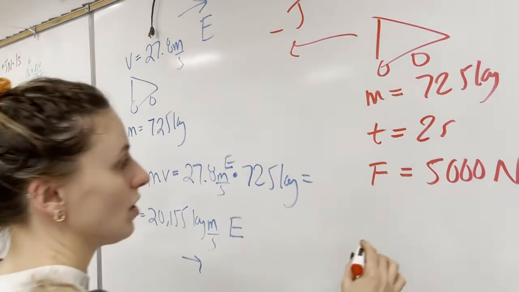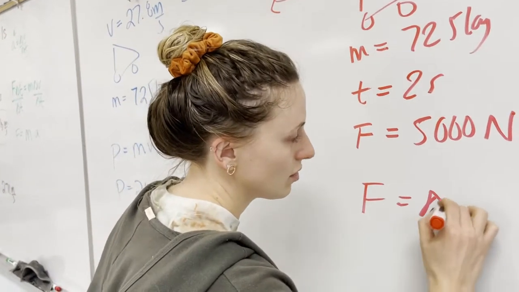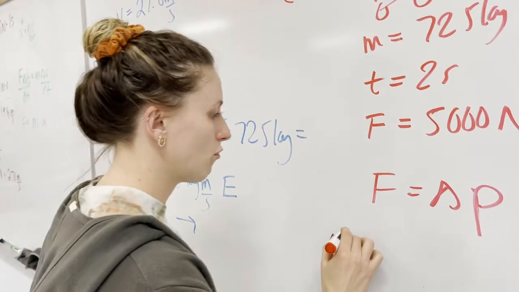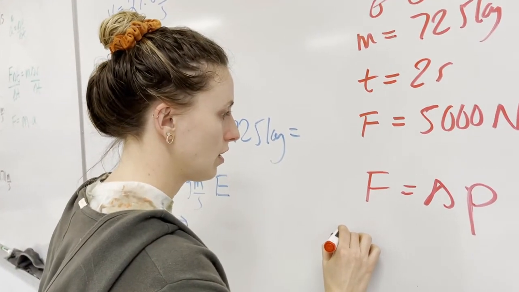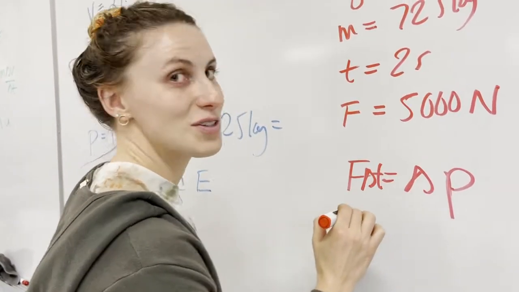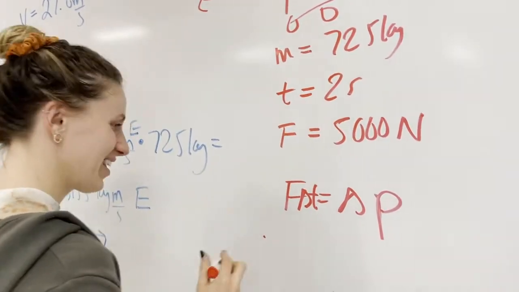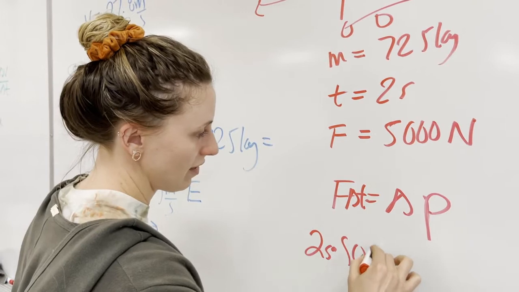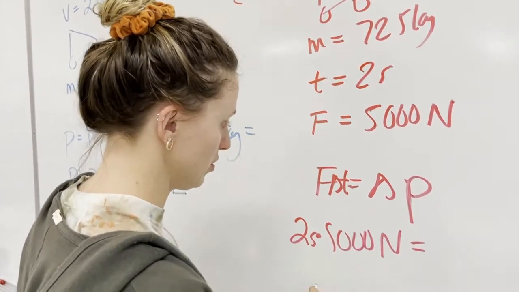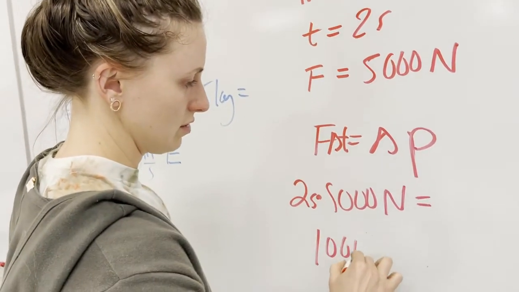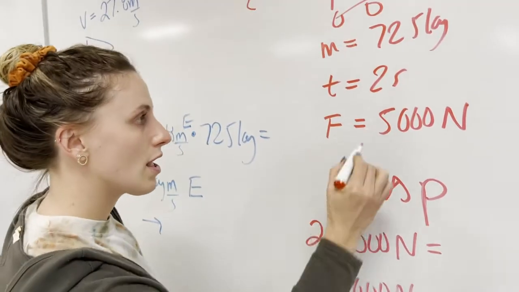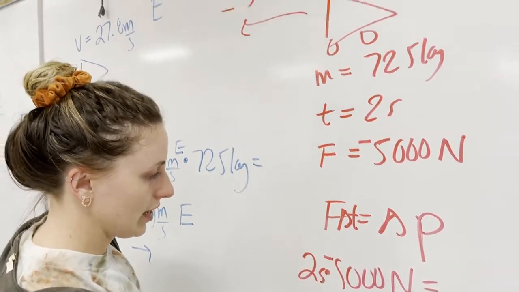Force times time changes impulse. It's just going to be 2 times 5,000. So 2 seconds times 5,000 newtons is the impulse, which is 10,000 newton seconds. And it's negative because it's in the opposite direction. We're braking, right?